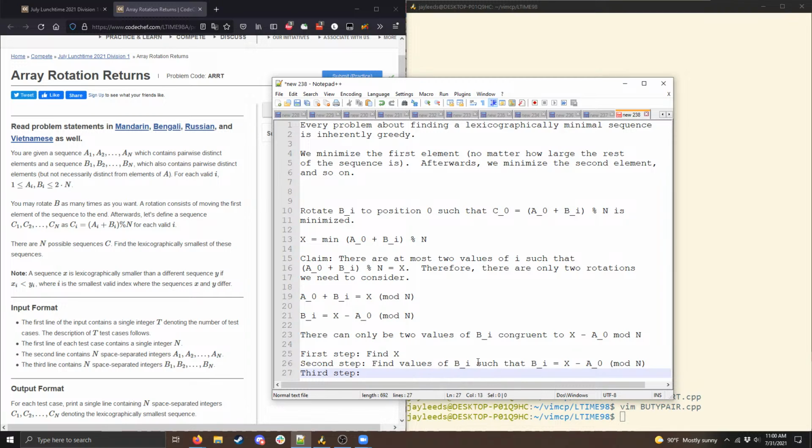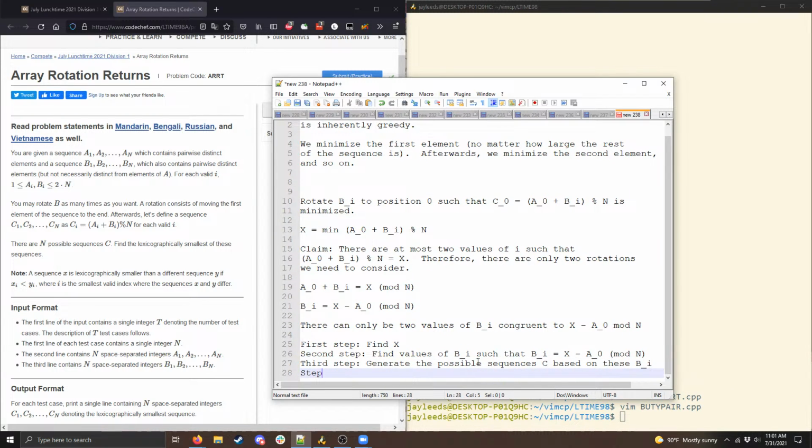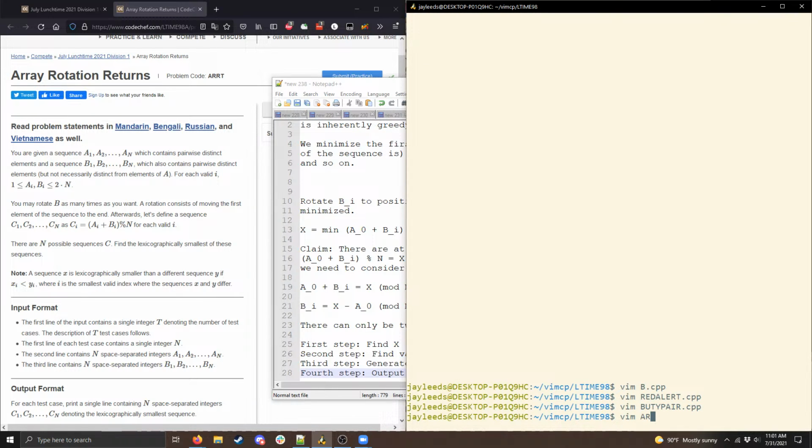And then the third step is we're going to generate the possible sequences C based on these b sub i. And the fourth step, we're just going to output the best one. And because there's only 2 sequences at most, we can compare them really efficiently. So let me show you my code.